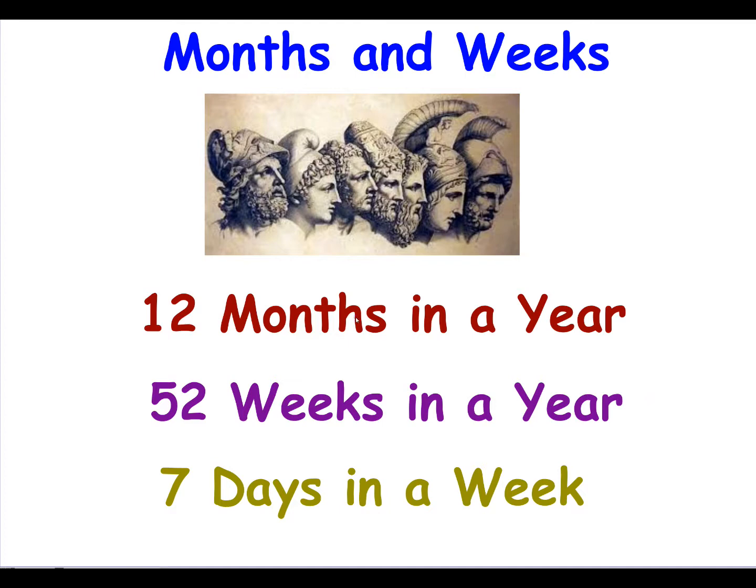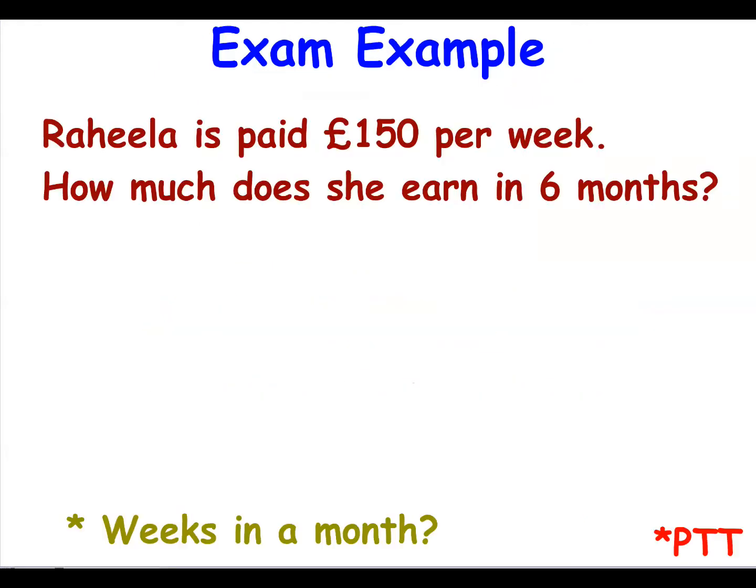However, the number of days in each of the months, and therefore the number of weeks in each of the months, may vary. We also know that there are 7 days in a week. So we also know that the names for the days in a week, Monday, Tuesday, Wednesday, Thursday, Friday, Saturday and Sunday, those names also come from ancient gods.